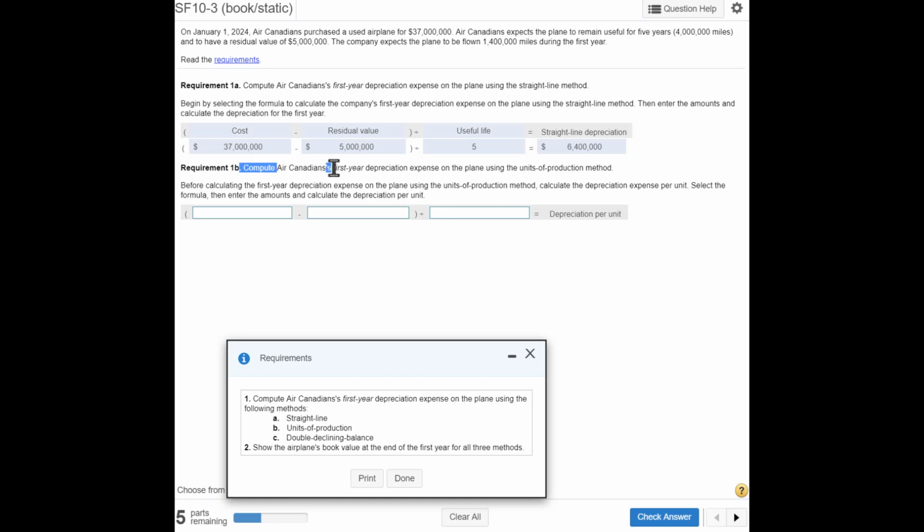Requirement 1B, compute Air Canadian's first year depreciation expense on the plane using the units of production method. The units of production method of depreciation basically is the more you use something, the more it's depreciated. And how do you keep track of how much you use an airplane? It's by miles flown. So we need to plug in the formula in words first. The formula is cost minus residual value divided by useful life in units. Useful life in units in this case is the number of miles we think this plane can be flown, and that's right up here, 4 million.